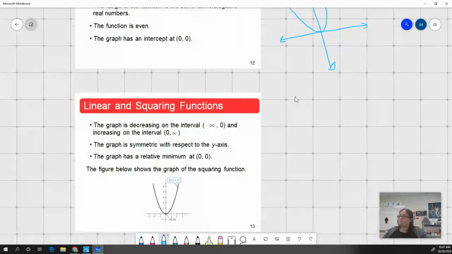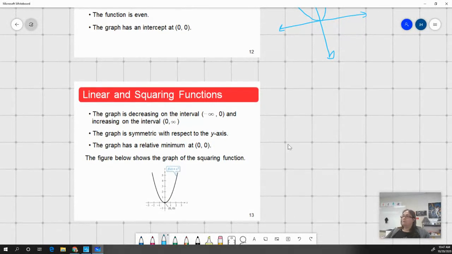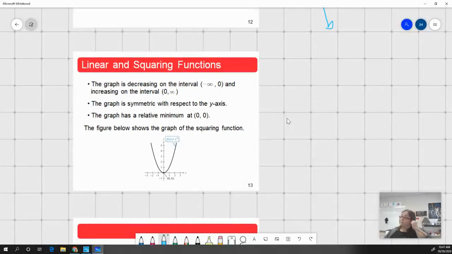Oh, look, here, they went and showed us one. The graph is decreasing on the interval negative infinity to 0. It just means from here to here, it's going down. It's increasing on the interval 0 to infinity. That means from here to here, it's going up. That's all that means. It's symmetrical with respect to the y-axis. That means everything that's happening on this side is happening opposite on that side.